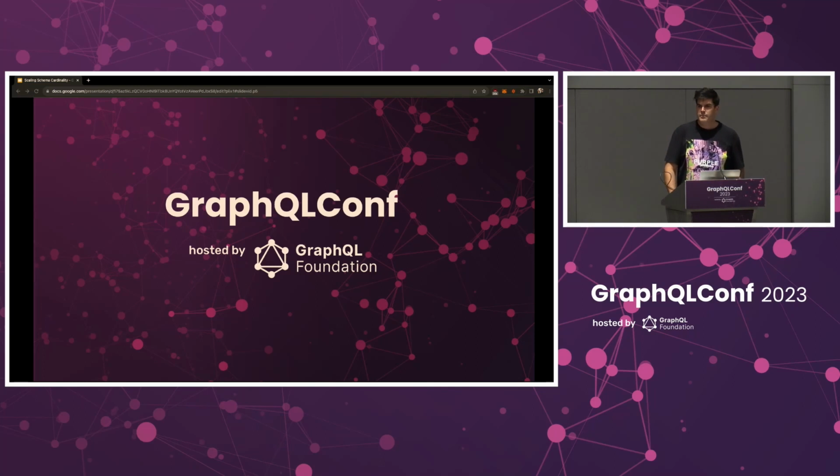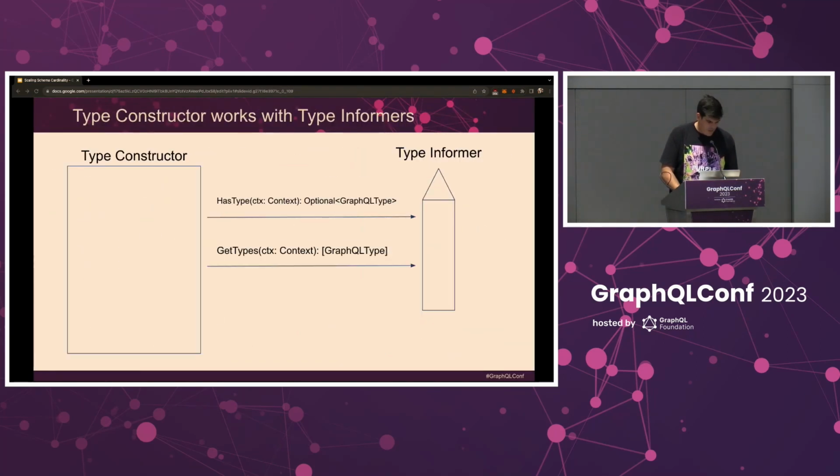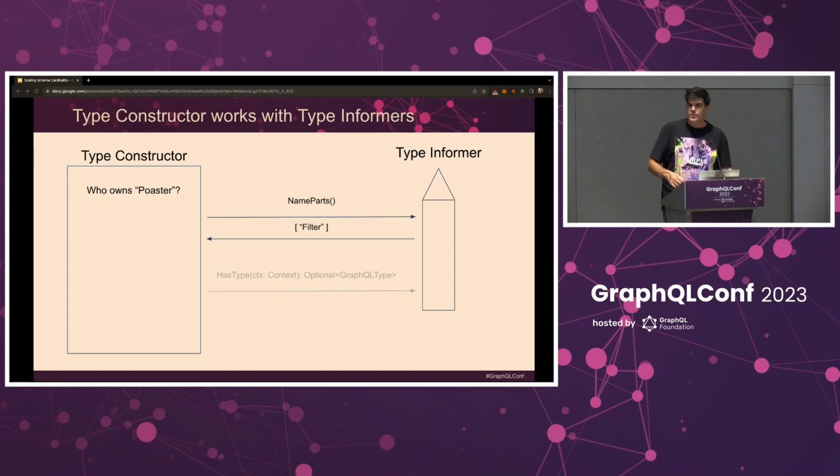Can you elaborate a little bit more on your namespace, the very last point that you made? So if we go back to this, let's say I have a type like here called poster, and I want to say what type informer owns that type. Let's say I have 20 type informers. I have to basically iterate through each type informer and say, do you own this type poster? Do you own this type poster? And maybe one of them finally says yes.